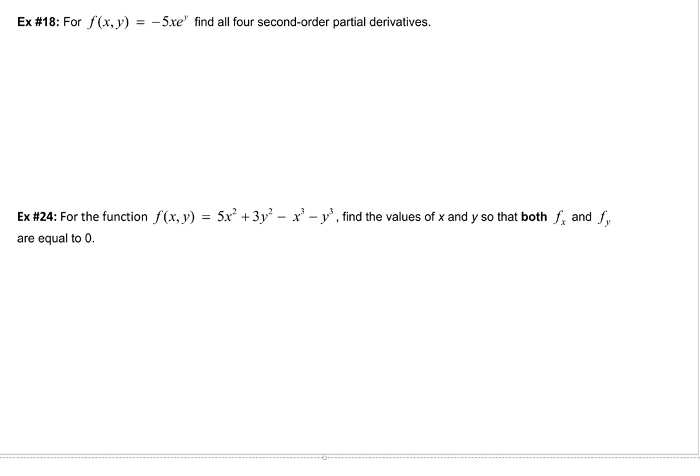The first one here, number 18, for f of x y equals negative 5x e to the y, we're going to find all four second-order partials. So again, we have to start with the first-order partials.